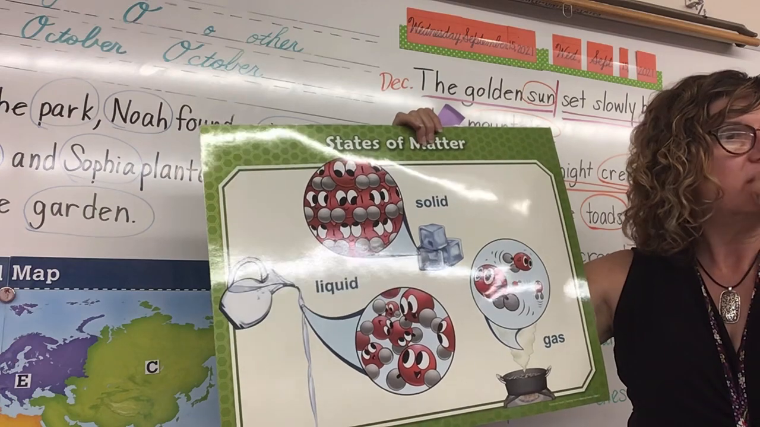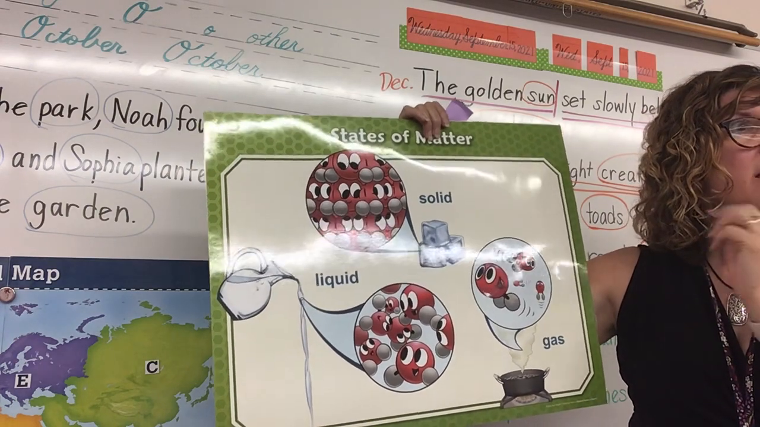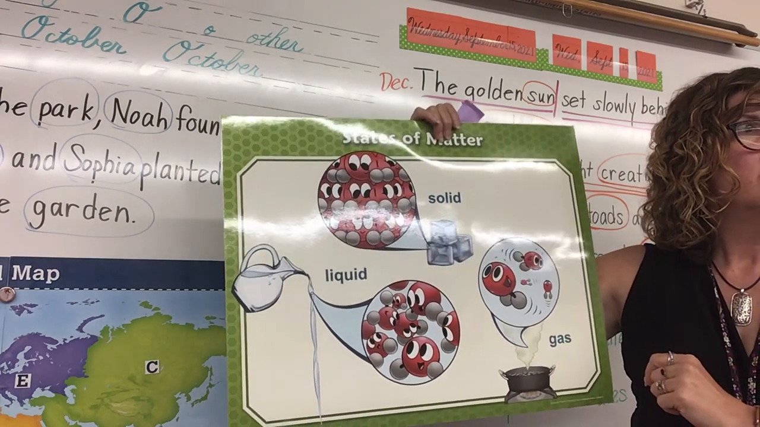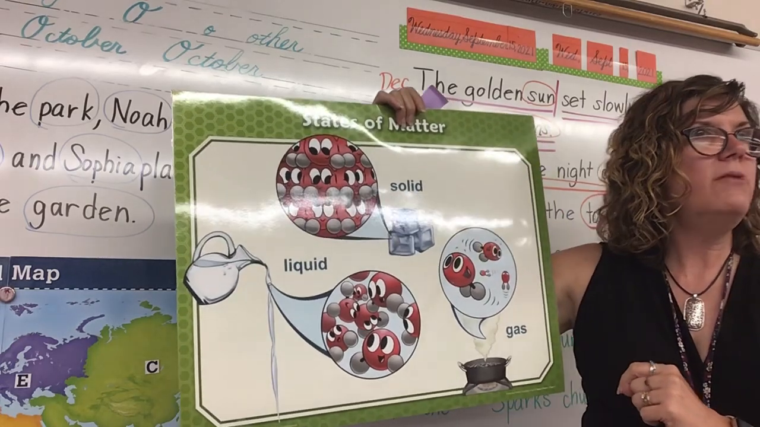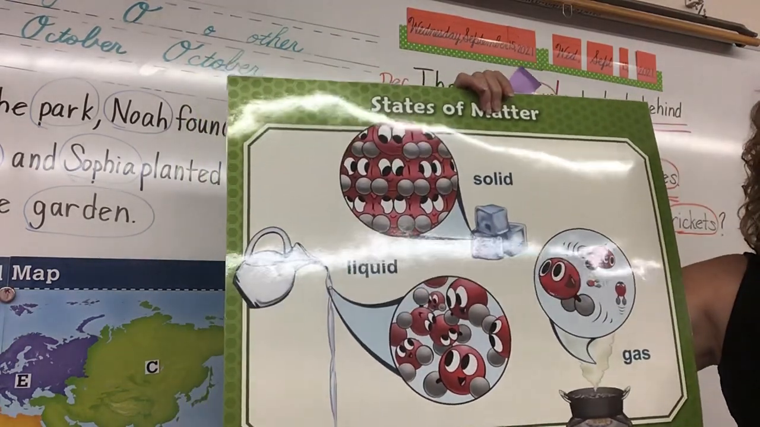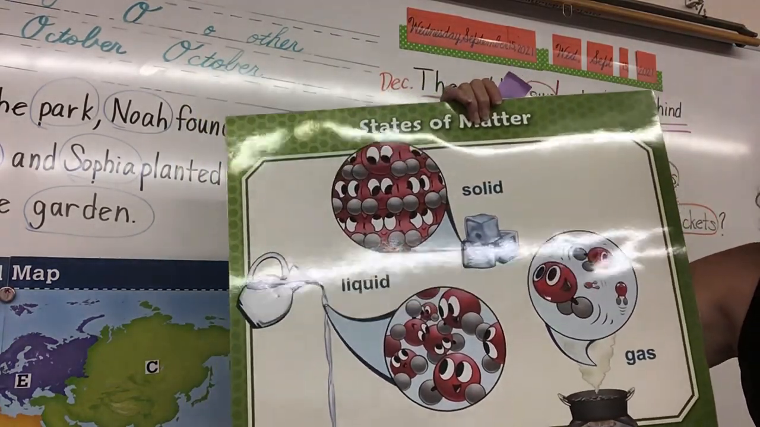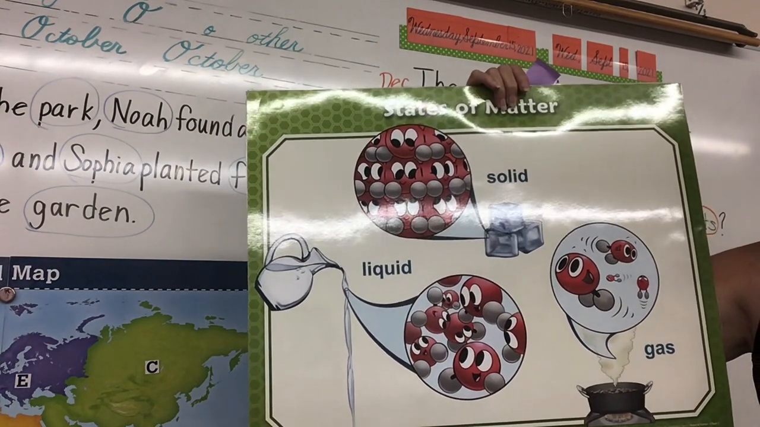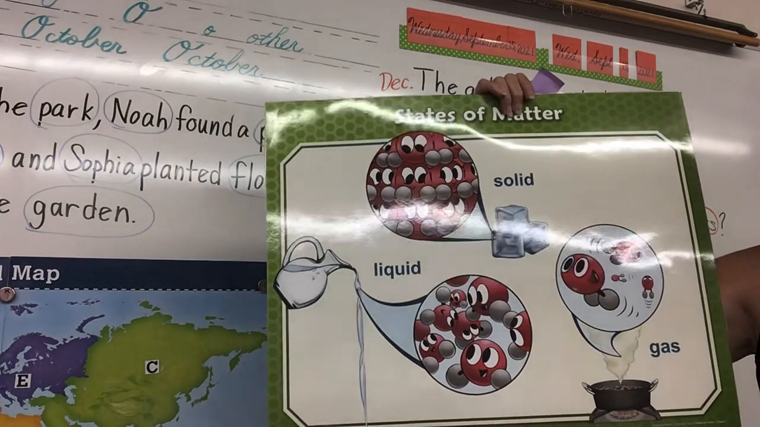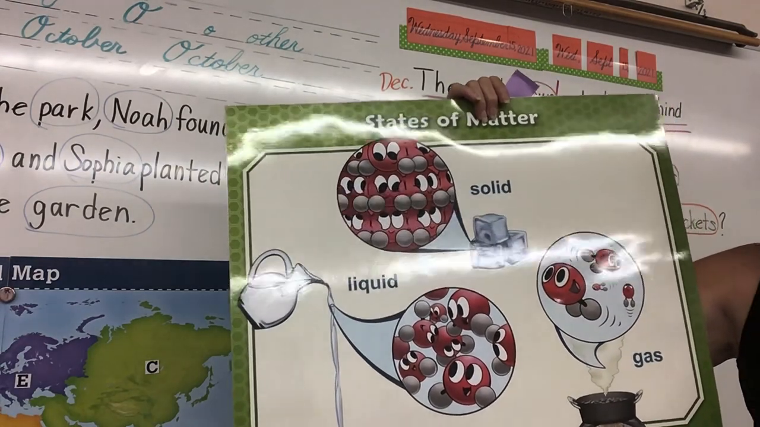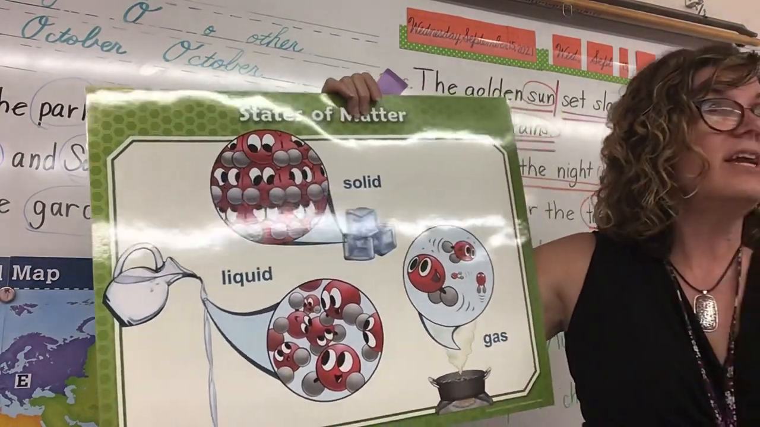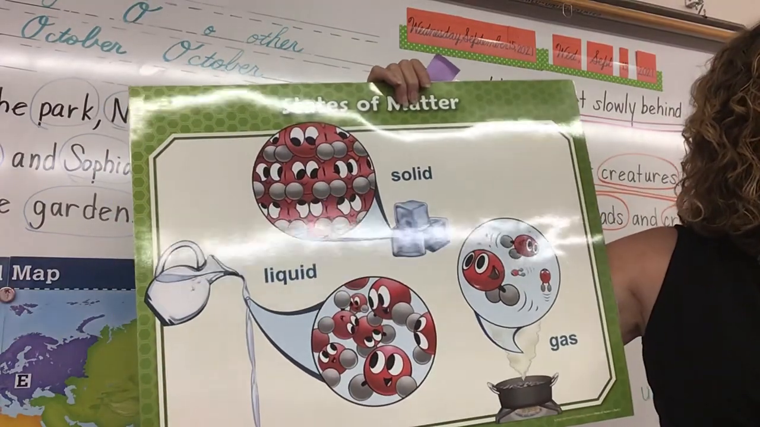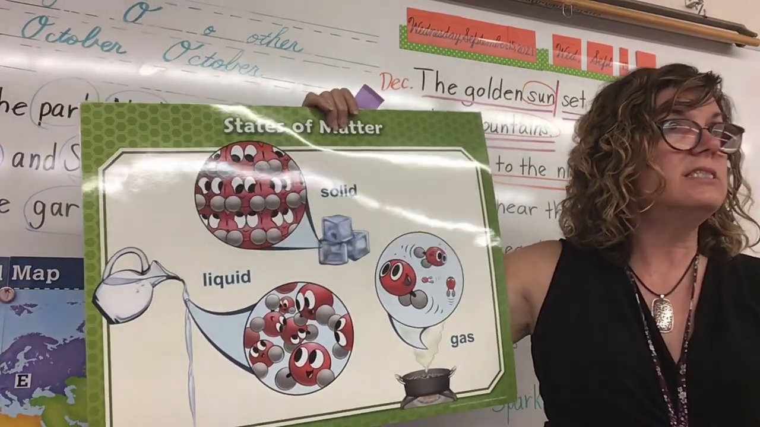Does that sound weird? But can matter change its state? Who can tell me the most common one that we've already talked about that we know can change its shape? Ice. Ice, when it melts, becomes a liquid. Right, so it started out as water, actually, didn't it? It started out as a liquid, and then you freeze it, and it becomes a solid. So ice is a solid.